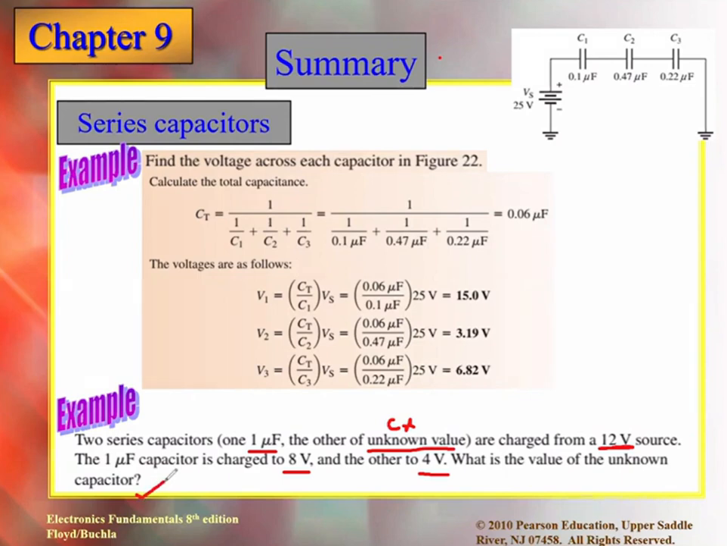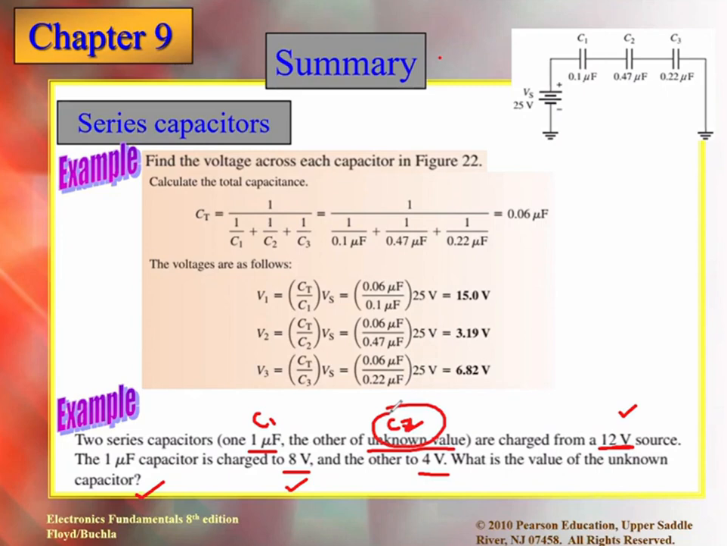How can we find it now? What is given to you: one capacitance is given, another is unknown. Vs is given to you, and V1 is given to you. V2 is also given. Let's say this is V2, C2, and this is C1. They are asking you what is the value of C2. So how can you find it?